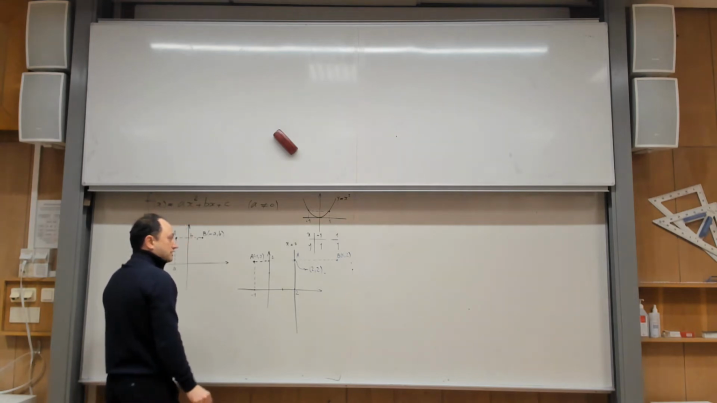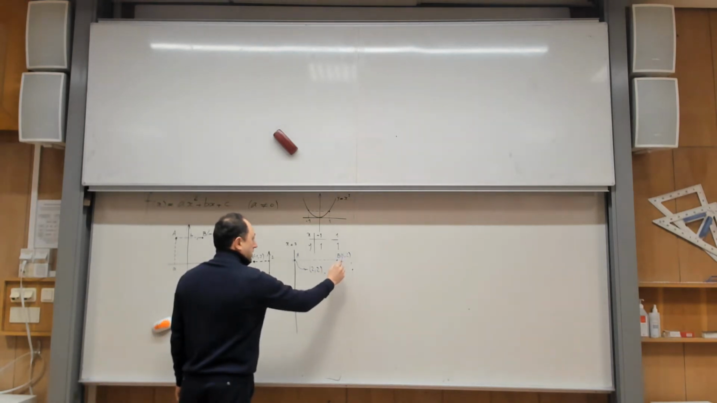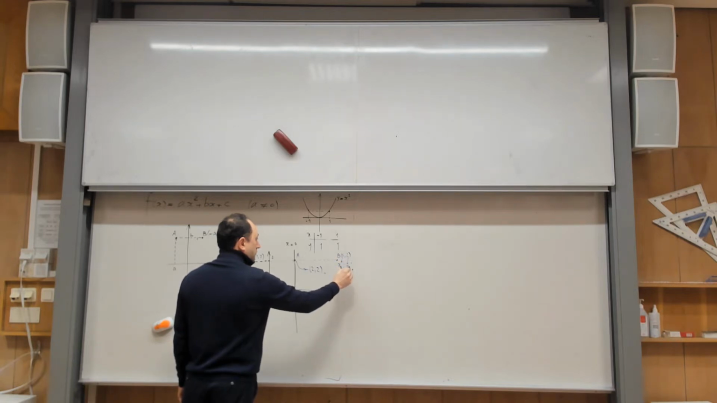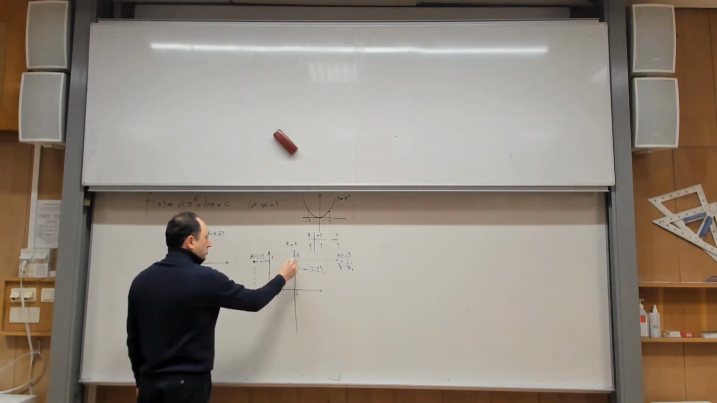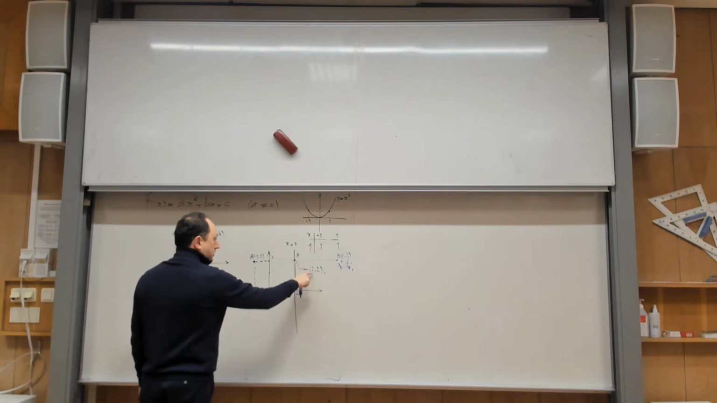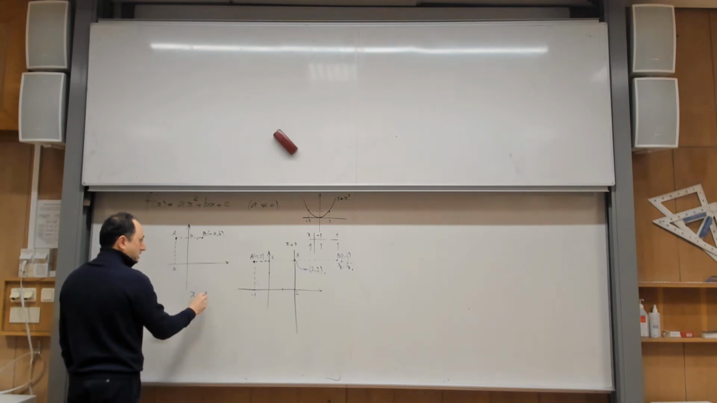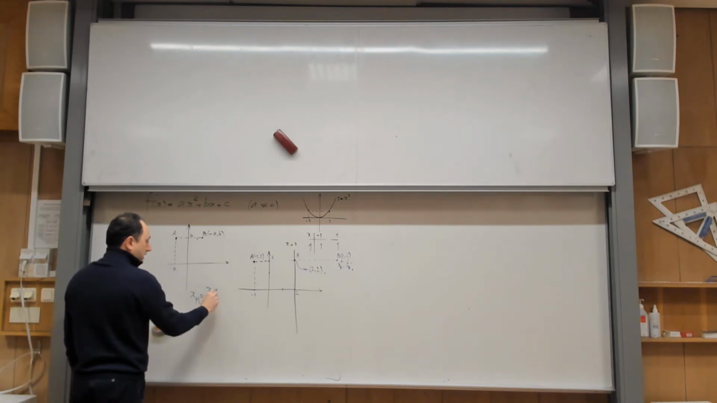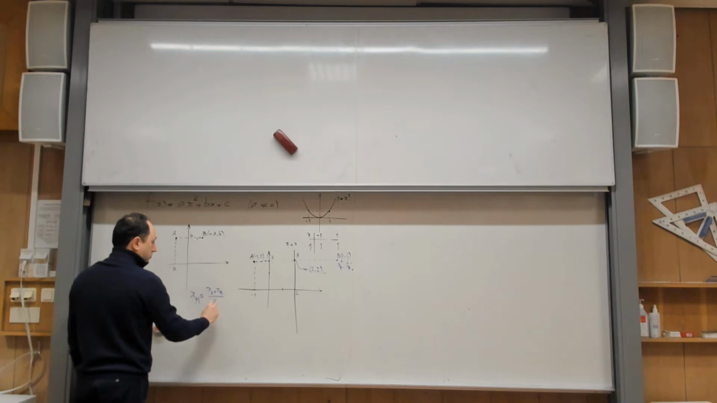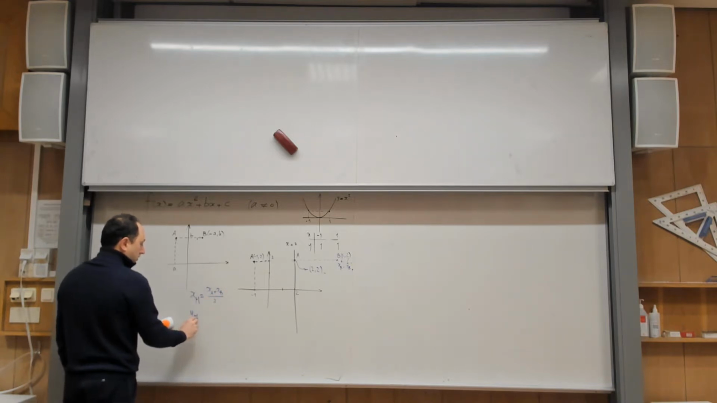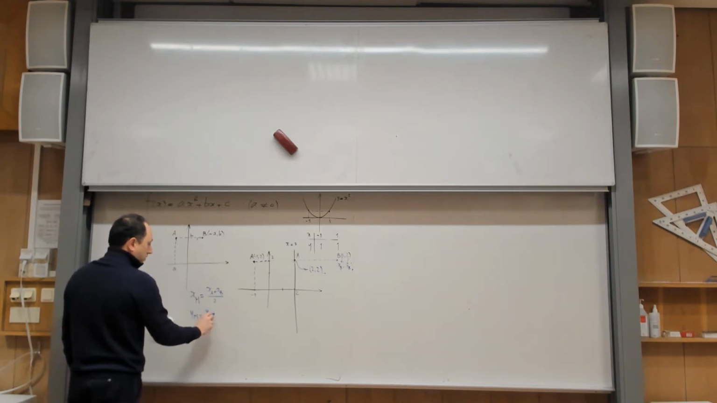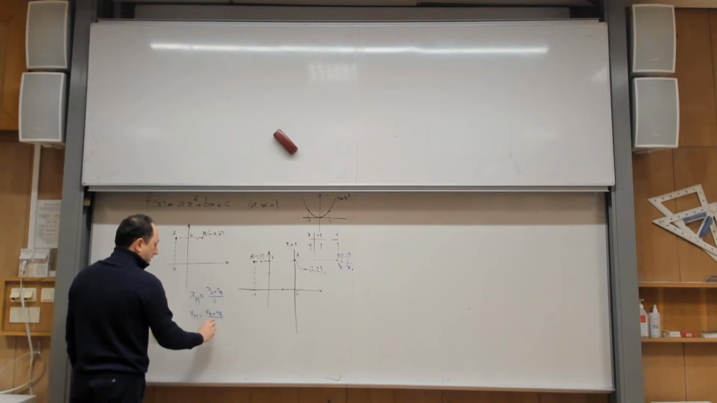Okay, so let me call this one x of B, and let me call this one y of B. We already know the coordinates of the middle point, and we know that based on what we have learned before, the coordinate of the middle point, xm, is xa plus xb divided by 2, and ym is equal to ya plus yb divided by 2.